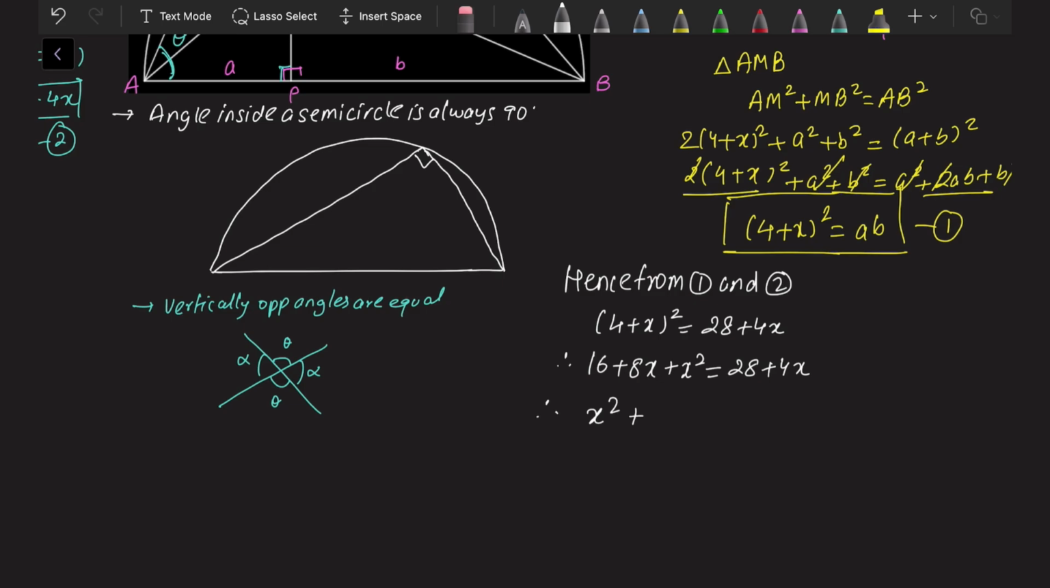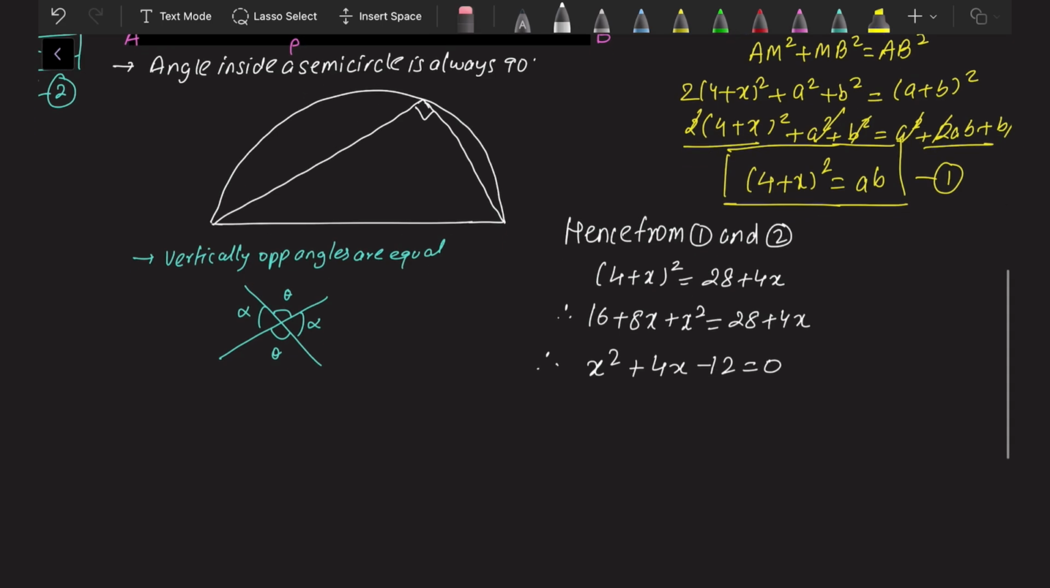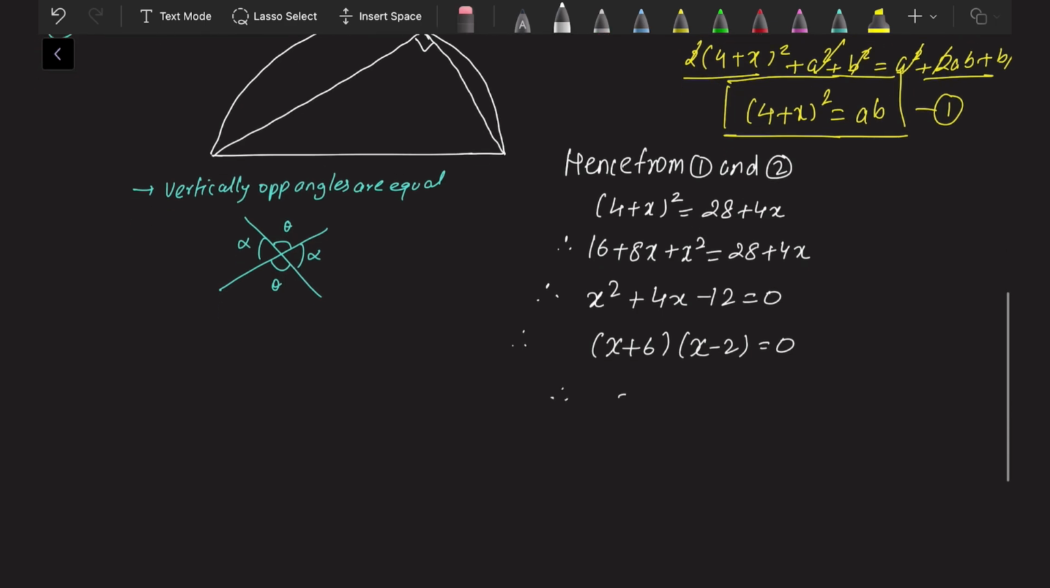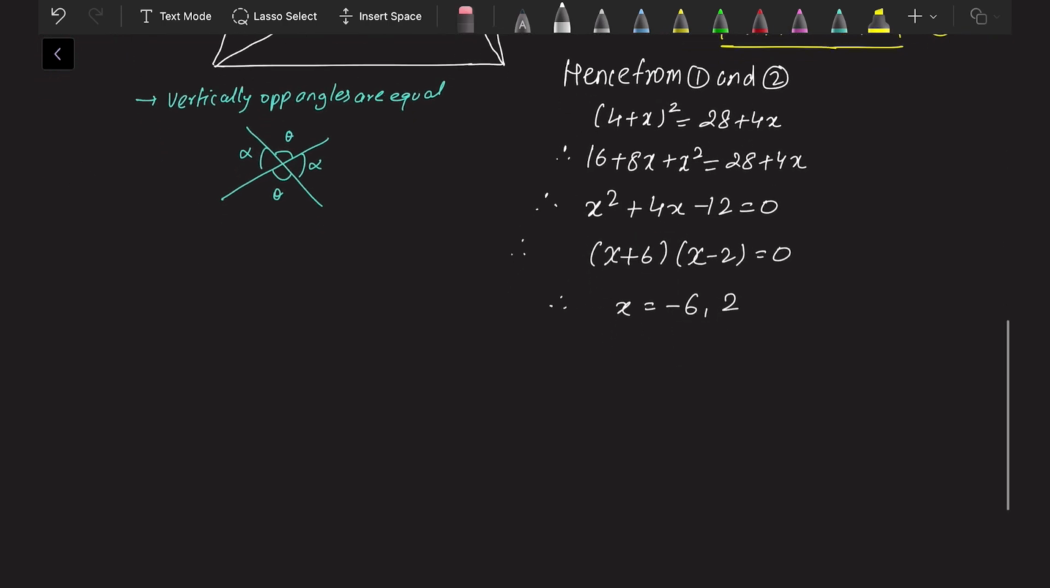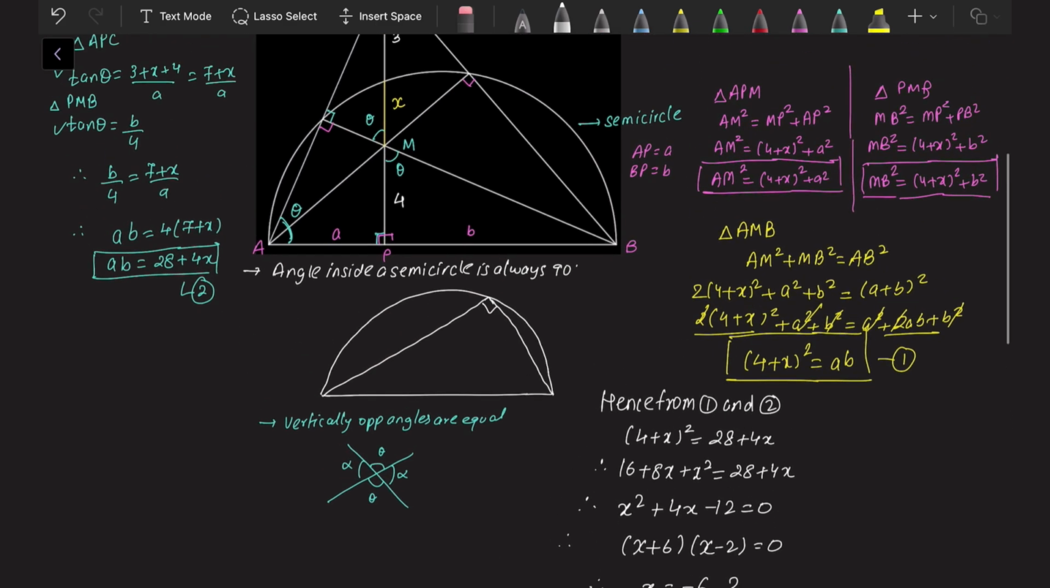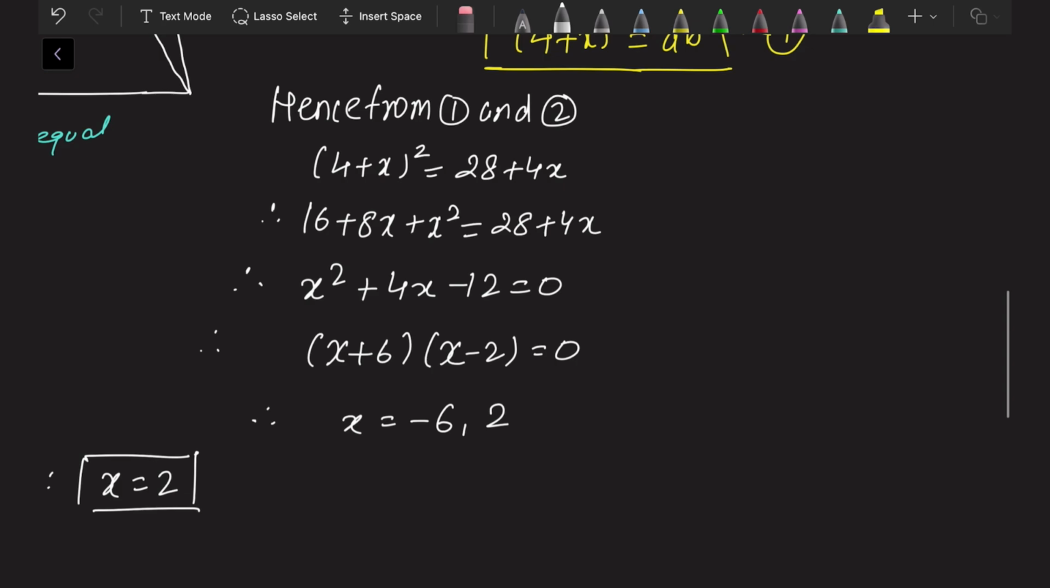Doing basic calculations, x square plus 4x plus 16 minus 28, meaning negative 12, equals 0. Factoring this quadratic, we will have (x plus 6) multiplied by (x minus 2) equals 0, and hence the value of x is either negative 6 or positive 2. Clearly x is a side length in a geometrical diagram, hence it cannot be negative. So finally x equals 2, that is the length of that line segment in yellow that you can see in the diagram. And talking about how we solve this quadratic, it's very simple.